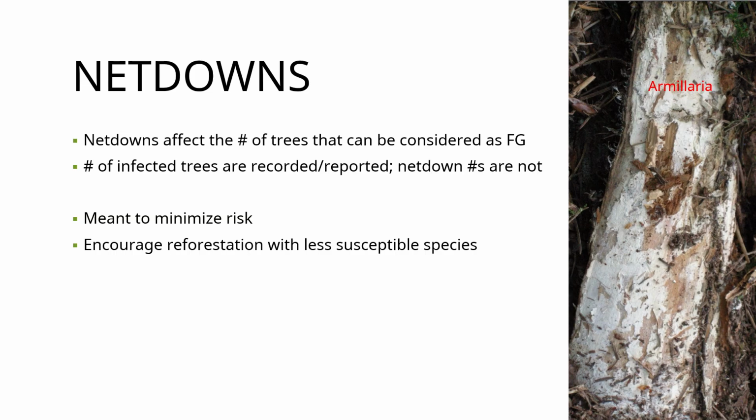The key thing to note is that net downs only affect your free growing tallies, not your forest health reporting. Through a multiplier, it's a process that reduces the number of trees that can be taken as free growing. This process helps minimize long-term risks because root diseases haven't fully expressed themselves at the age that free growing surveys are happening. Root diseases continue to spread, so it's important that we account for that.